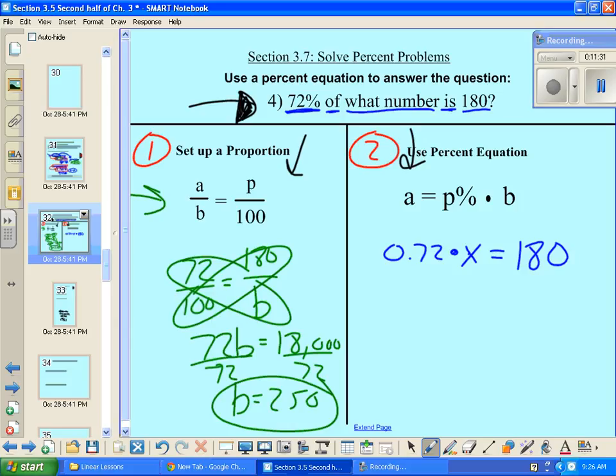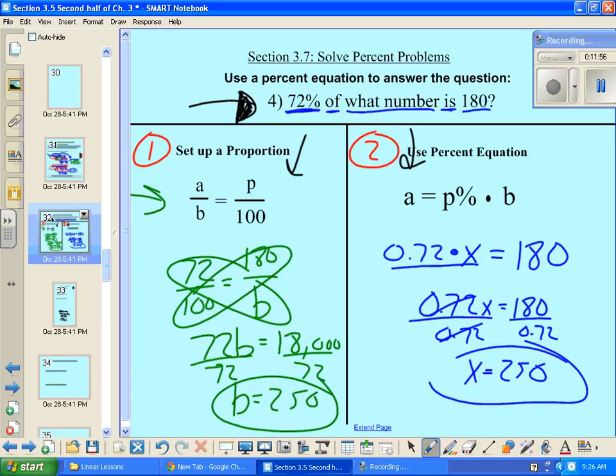Again, the setup for these problems may be a little bit simpler, or more straightforward. So I have 0.72x equals 180. If I rewrite the problem, because 0.72 times x just gives me 0.72x, I'm just going to divide both sides by 0.72 to get x by itself, just like we would with any other one-step equation. Now x is by itself, so x equals, and if you punch it in, I guarantee you'll get 250. So again, that shows both methods will give us the same answer.